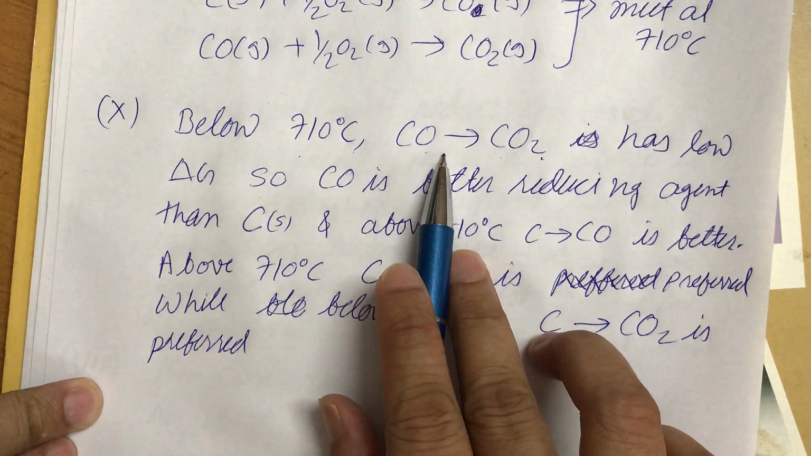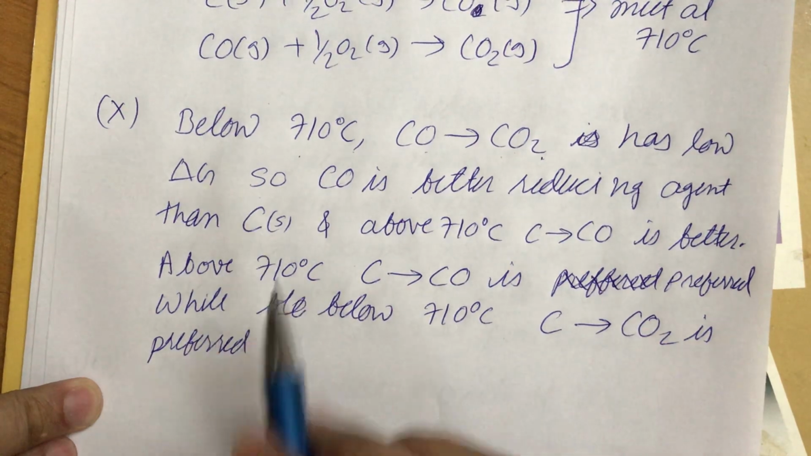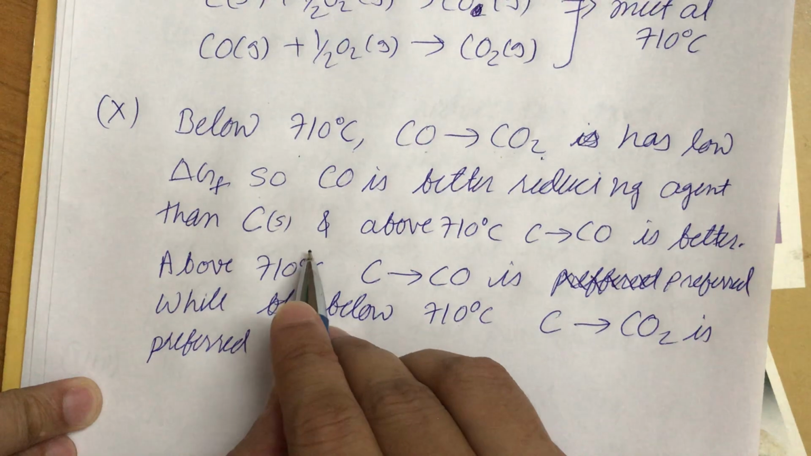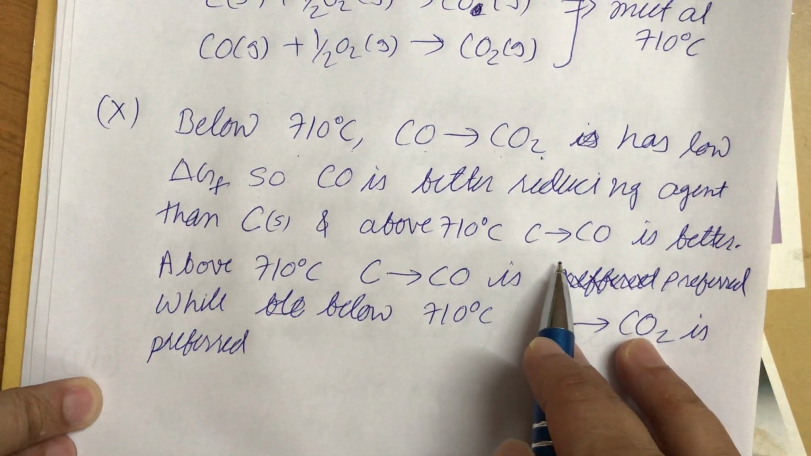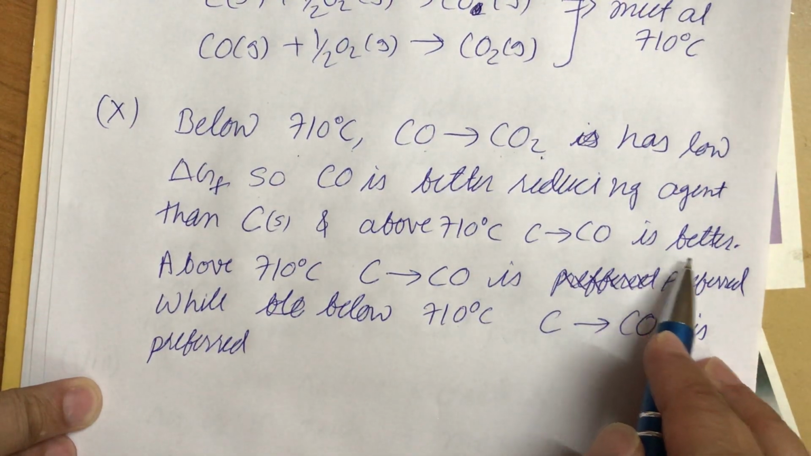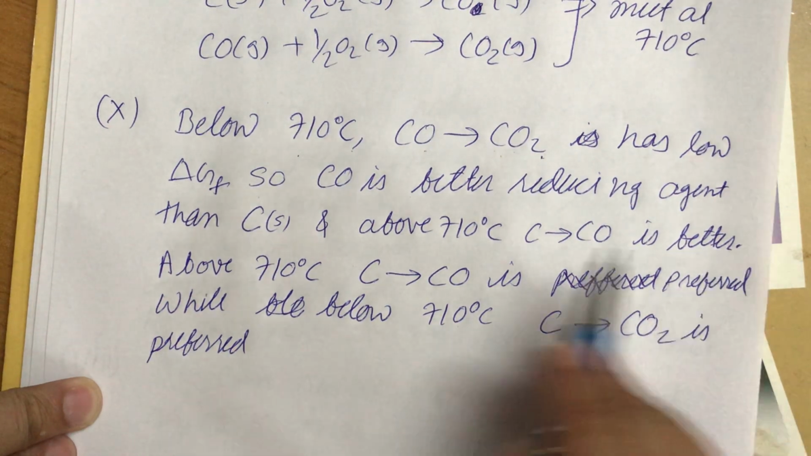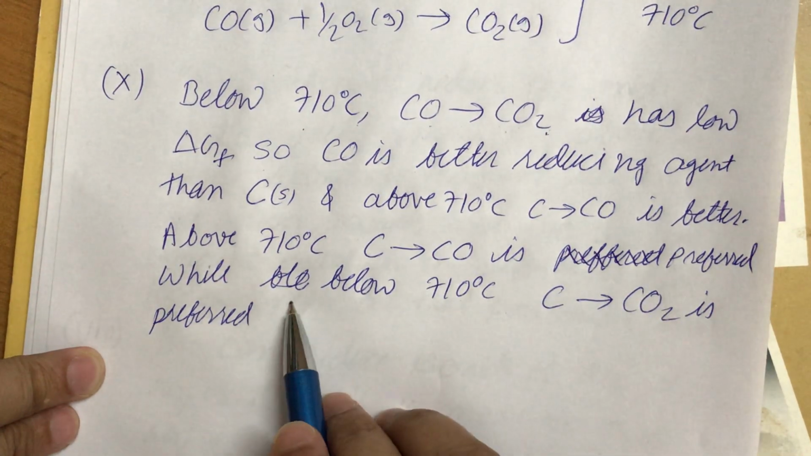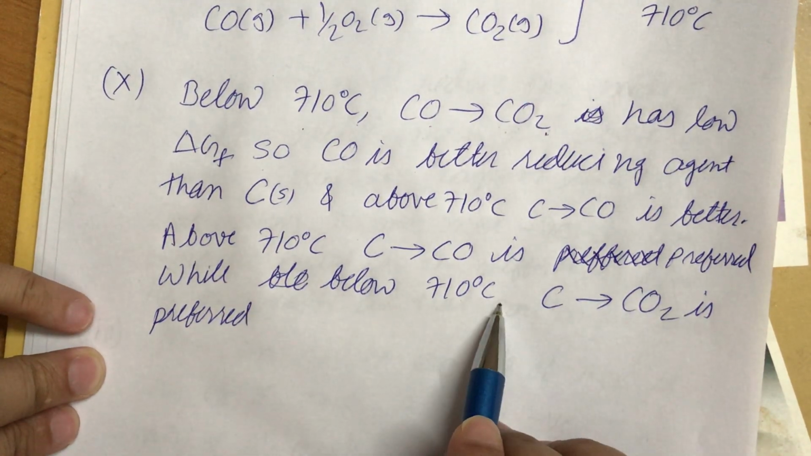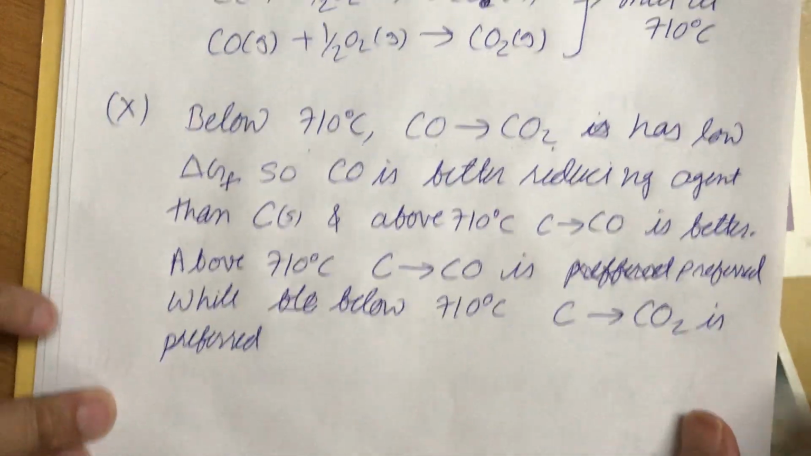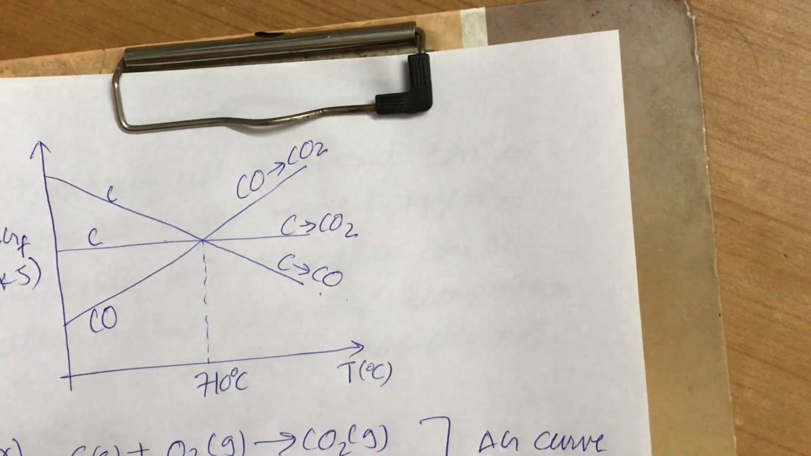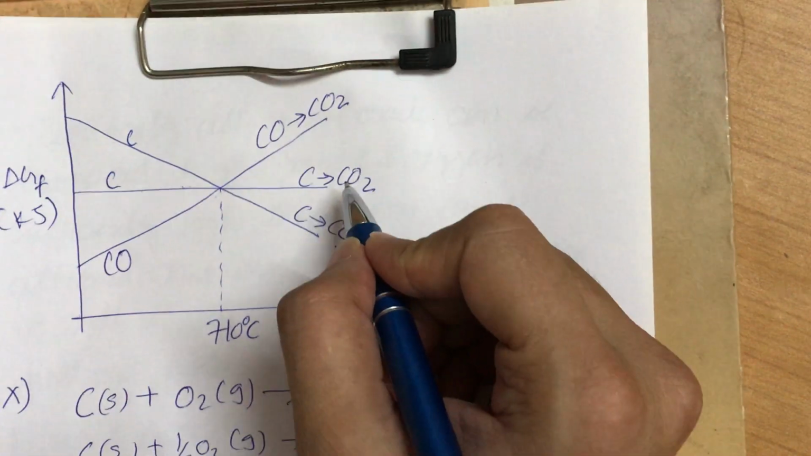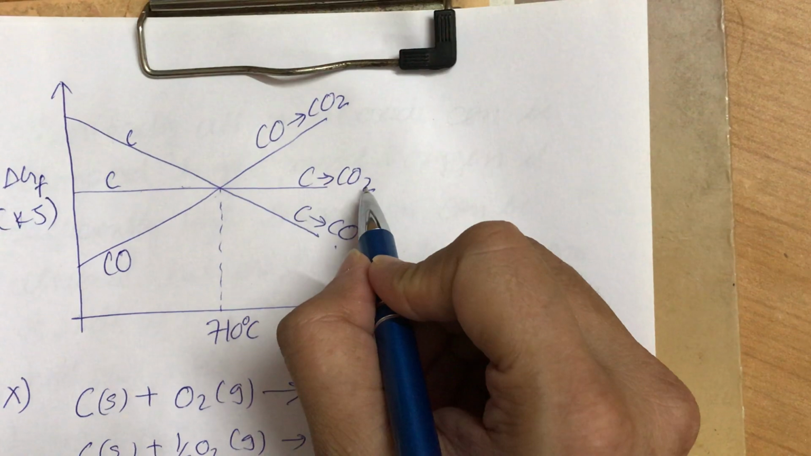See here: below 710 degrees Celsius, CO giving CO2 has low delta G of formation, so CO is a better reducing agent than carbon. But above 710 degrees Celsius, carbon giving carbon monoxide is the better reducing agent. Above 710 degrees Celsius, C giving CO is preferred, while below 710 degrees Celsius, C giving CO2 is preferred. Now see, if we have such a question, out of these two reactions, which will be preferred? Carbon giving carbon monoxide, or carbon giving carbon dioxide.